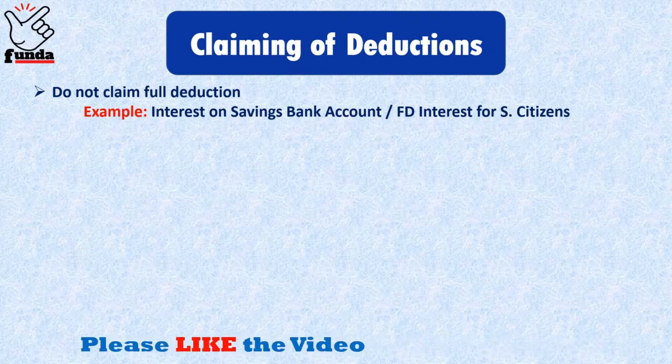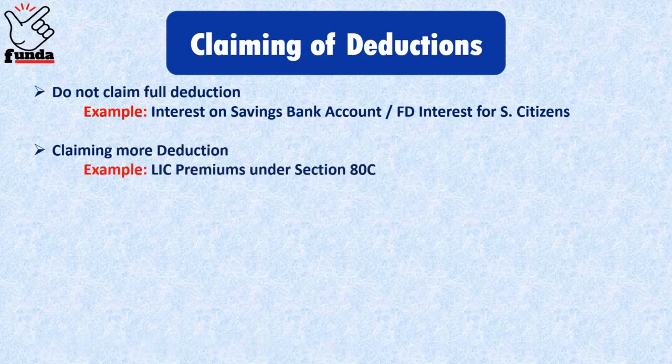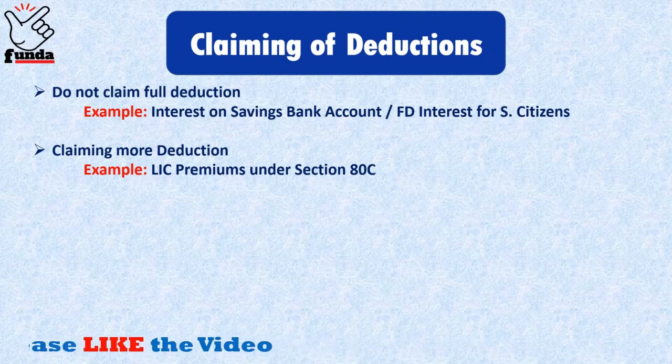The next mistake is claiming more deduction than eligible. For example, while most of us know that premium paid for life insurance is available as a deduction under Section 80C, most of us do not know the extent to which it can be claimed. For claiming the same, certain conditions need to be fulfilled.